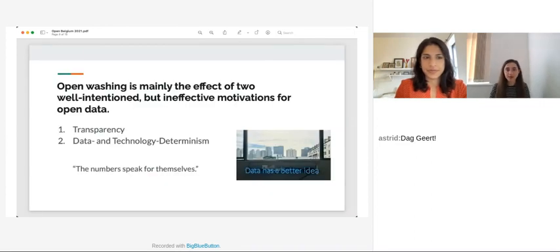So what is open washing? Open washing is actually the main problem we'll be tackling today and build our discussion around it. So we define open washing as publishing data for the sake of having evidence for data-driven decision-making or creating a transparency agenda with no context around data or planned use cases and with little to no consideration on its implications and embedded biases. To start, let's examine how open washing is mainly the effect of two well-intentioned but ineffective motivations for open data.